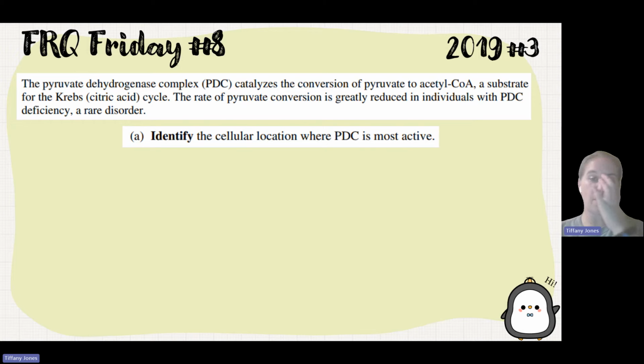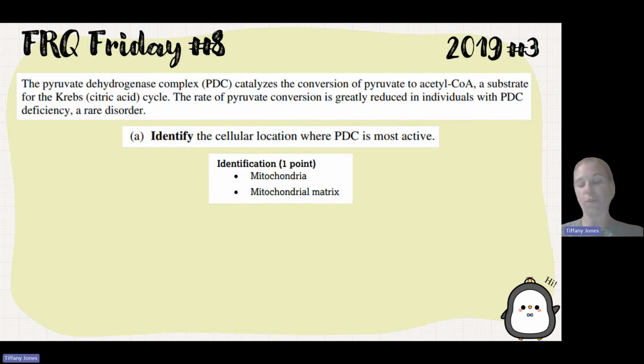So it tells us in the prompt that PDC is going to catalyze the conversion from pyruvate to acetyl-CoA. This is what a lot of people call pyruvate oxidation, or the link reaction, or an intermediate step. Whatever you want to call it, doesn't matter. What is important to note is where this takes place. This is going to take place in the mitochondria, specifically in the mitochondrial matrix. So you could have put either of those options, mitochondria or mitochondrial matrix.